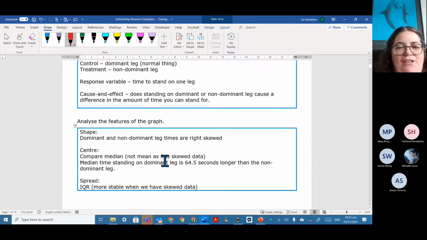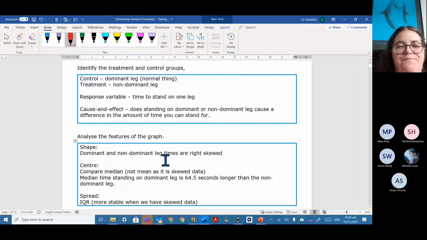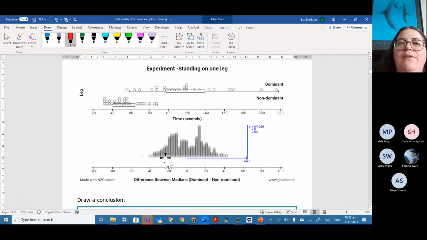Cool. So that's our features: shape, center, spread. But now we get to the conclusion side of it. And so what we have here is called a randomization distribution. So it's a bit like the bootstrap distribution, where they do some resampling, and that's why I've got so much data down here. And you can see they've got a sample size of 1,000 because they've done 1,000 randomly allocating participants into groups to test how much evidence we've got.